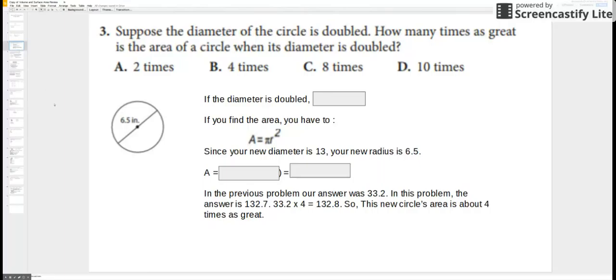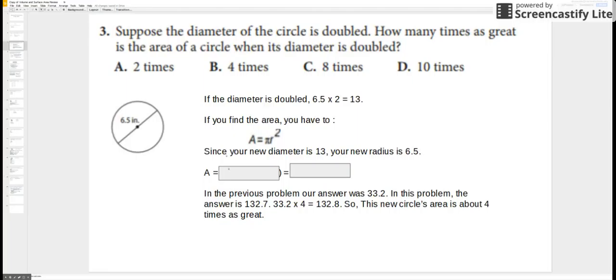Number 3, suppose the diameter of the circle is doubled. How many times as great is the area of a circle when its diameter is doubled? All right, so here's our circle again. If the diameter is doubled, we would do 6.5 times 2 to get 13. If you find the area, you would have to use this formula again, area equals pi r squared. Since our new diameter is 13, our new radius is 6.5, because 13 divided by 2 is 6.5.